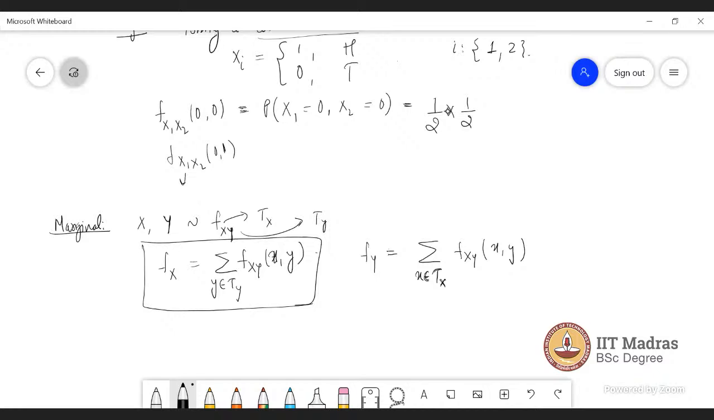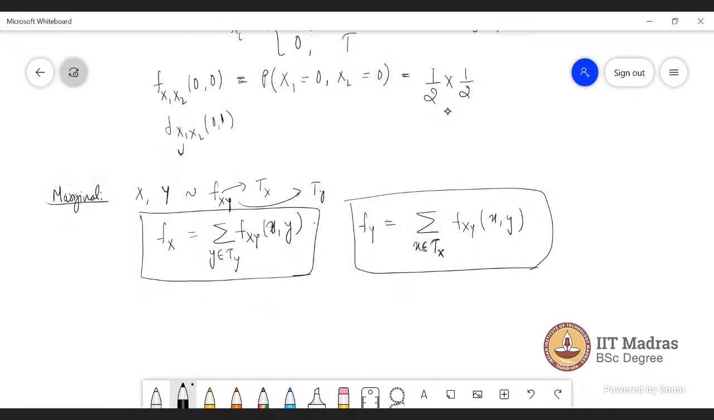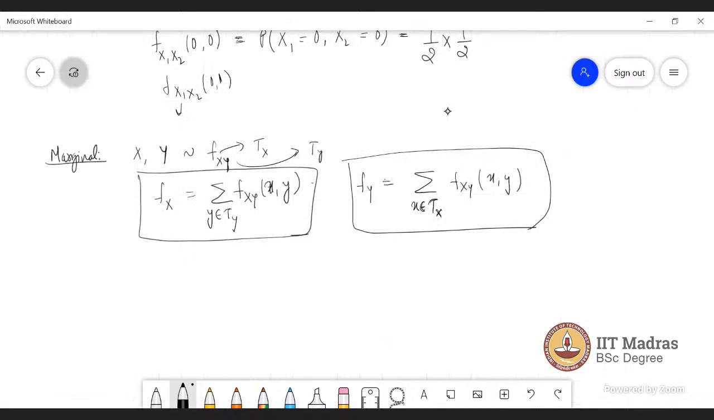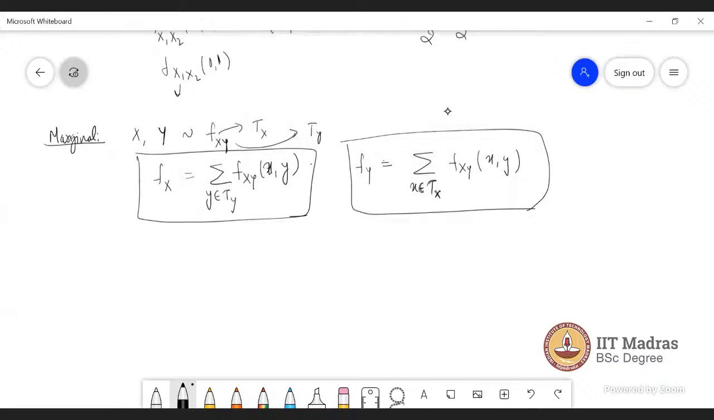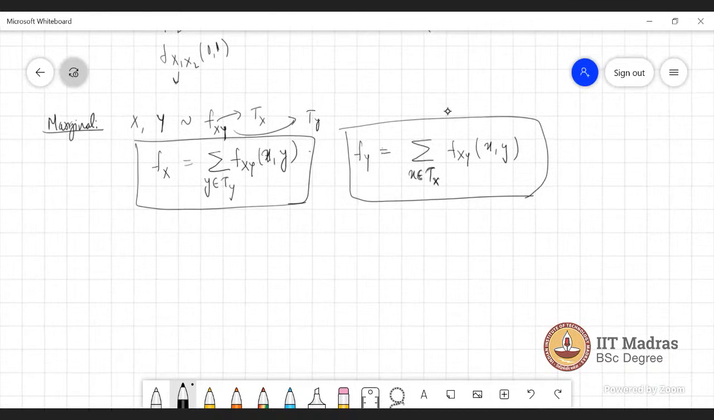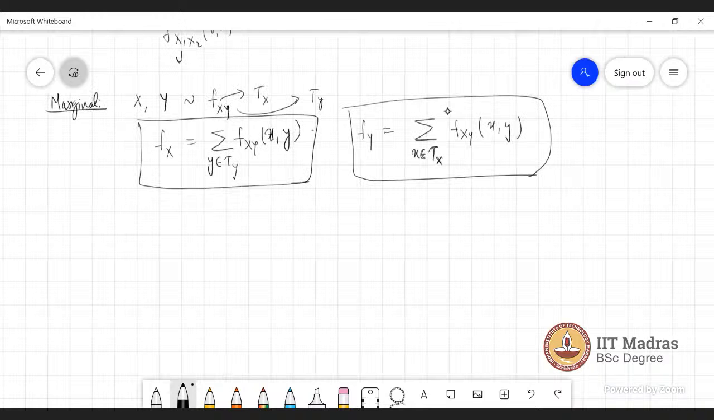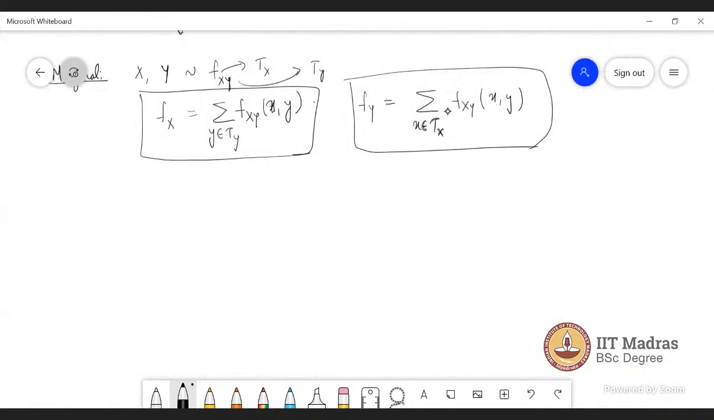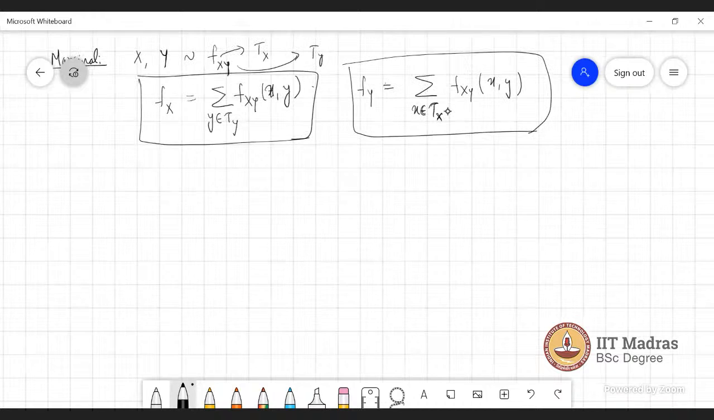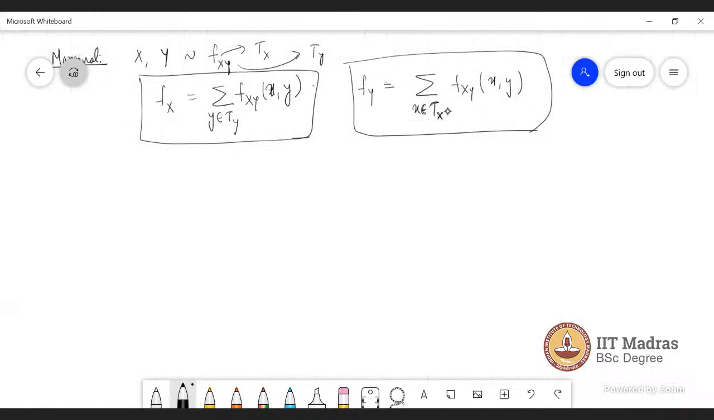Ma'am, here y belongs to T_y. Yeah, it should be x_i belongs to, with i equal to 1, 2, 3, 4, like that, because we are summing over x now. Or we are summing over y. We are summing over y. So I will draw the table. In marginal of f_X, yeah, we are summing over x.